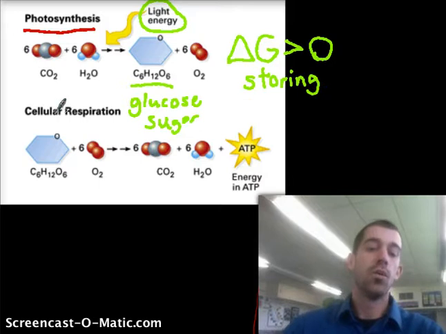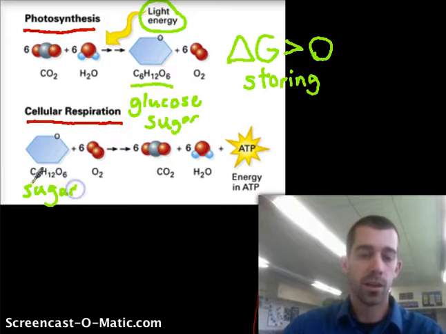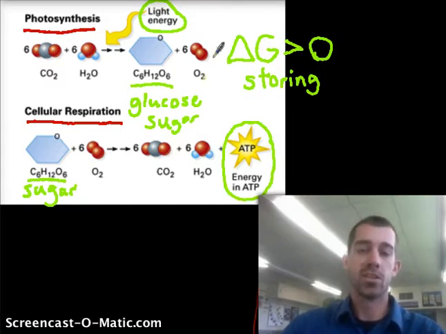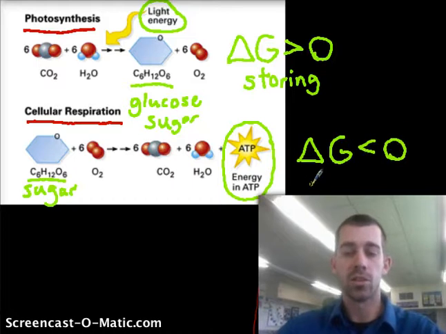energy. Now, the opposite of photosynthesis is what we call cellular respiration. That's where plants and animals and other living things take the sugar, right here, C6H12O6, and they break it down into other smaller molecules and they actually release that energy. So in photosynthesis, you're storing the energy, but in cellular respiration, we're releasing the energy. So in this case, delta G is going to be less than 0. Energy is being released.